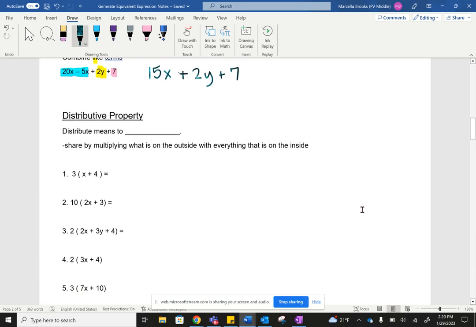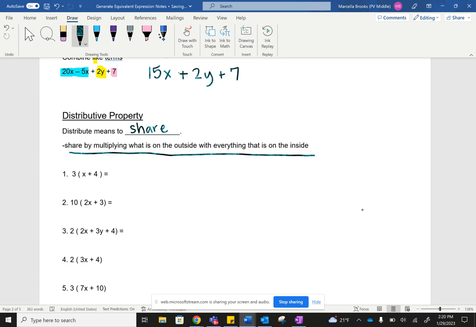Okay, distributive property. So first we need to know that distribute means to share. It's sharing by multiplying what is on the outside with everything that is on the inside. When we talk about outside, we mean outside of the parentheses or the grouping symbol. In this case, our grouping symbol is parentheses. So we have a 3 on the outside. We are going to distribute the 3 to the x and to the 4 by multiplying.